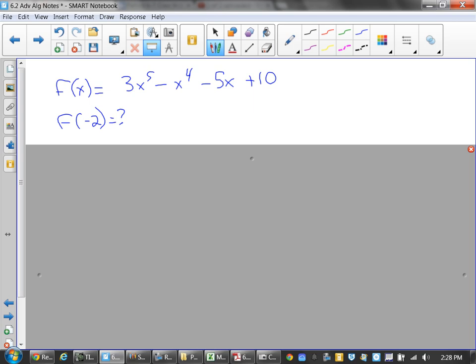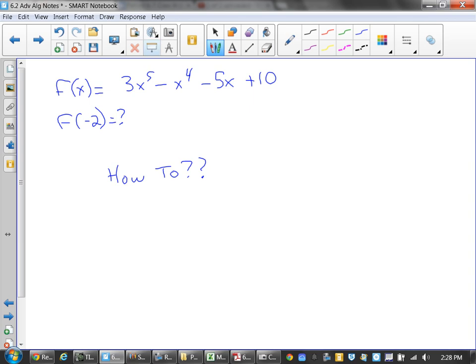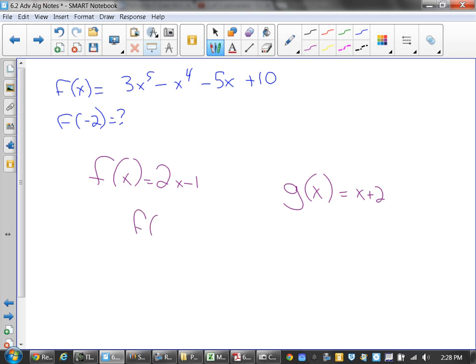I want to figure out what is f of -2. If you remember back in algebra, you might have done some function notation at some point in time. You might have done something like f of x is 2x minus 1, g of x is x plus 2. And you might have had a worksheet that said, what is f of 6? What is g of 3? Remember seeing that before?